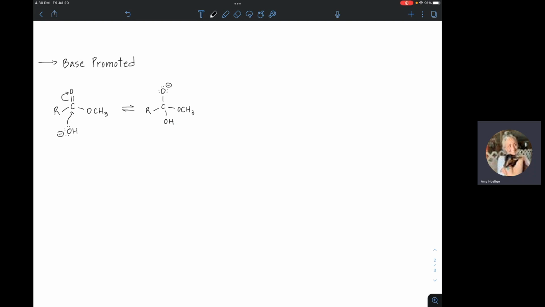Here, our first tetrahedral intermediate is going to collapse, and we're going to kick off methoxide. I'll explain in a second. You're probably like, wait a minute, because methoxide is a strong base. So is hydroxide, right? So either one is likely to be kicked off. We will talk about that.